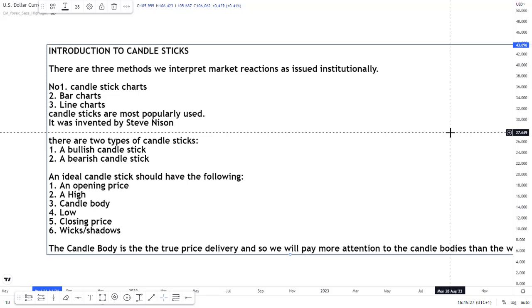Now, candlesticks were invented by Steve Nielsen, a Japanese scientist, who named it the Japanese candlestick. That's what it's called, the Japanese candlestick. Now there are two types of candlesticks. It's either a bullish candlestick, a candle that tells us what the institutions are doing when they are buying, or a bearish candlestick, the sell candlestick, which is how we know that the institutions are selling.